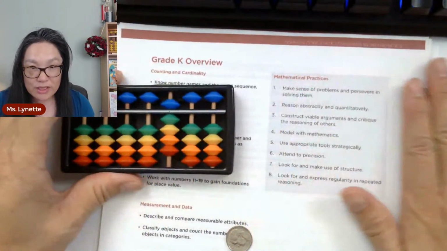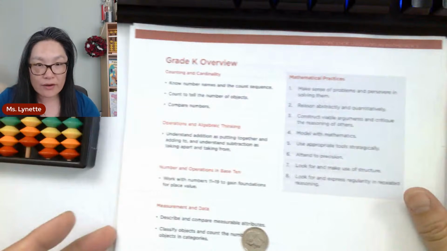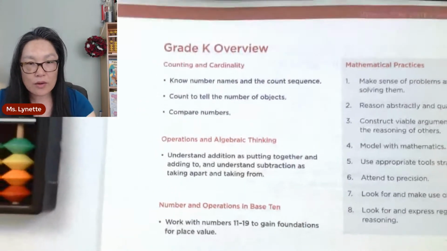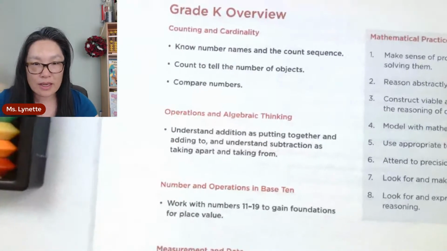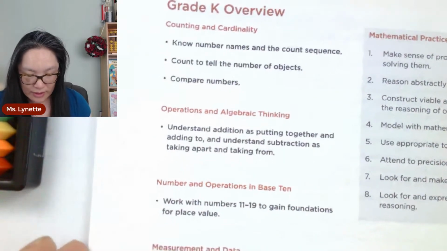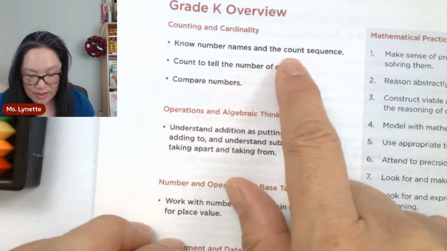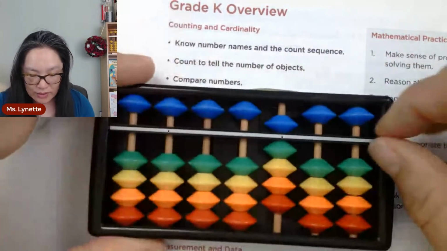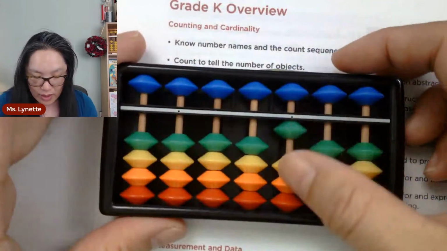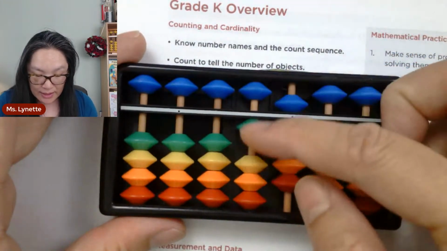But what I want to do is review a little bit about the Common Core. So here, if you look, one of the things about the Common Core is this is the grade kindergarten overview. So know the numbers and the names and the sequence and count the sequence. Well, we've done that, right? We did that. 1, 2, 3, 4, and then 5, 6, 7, 8, 9, and then 10.